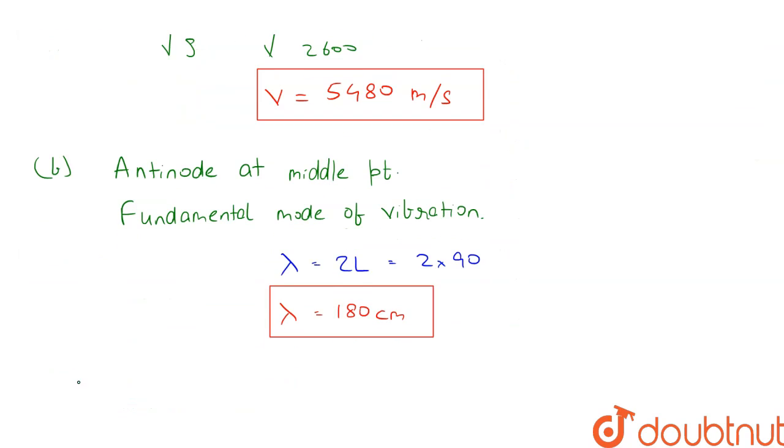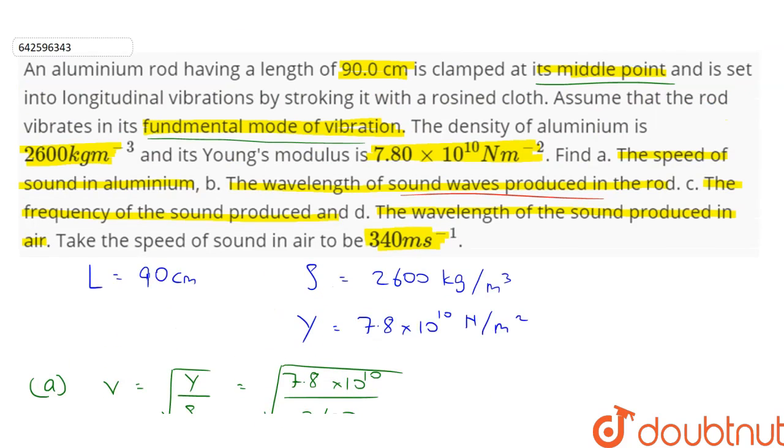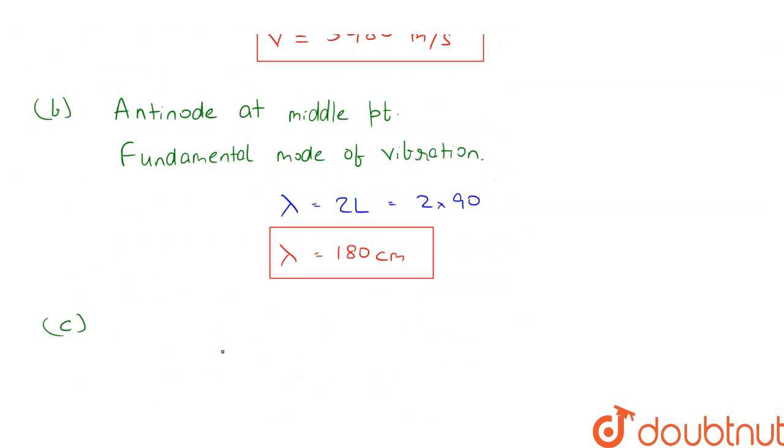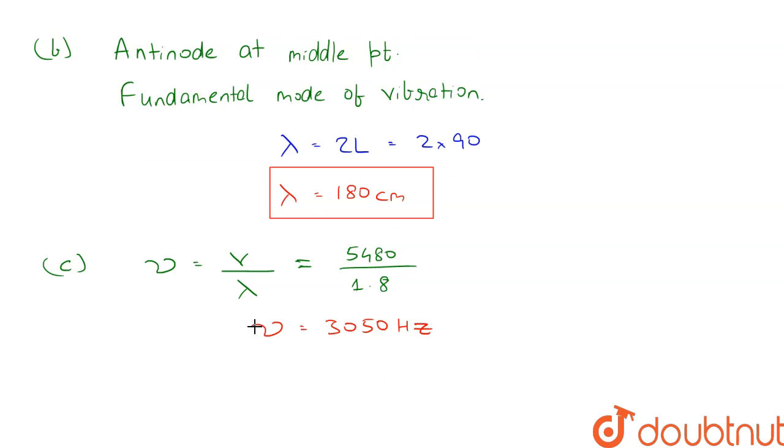For the C part, we need to find the frequency of sound in the rod. So nu, the frequency, will be equal to speed of sound in the rod divided by the wavelength in the rod. The speed of sound is 5480 divided by lambda in meters, which will be equal to 1.8. So the frequency is equal to 3050 Hertz. This is the answer to C part.